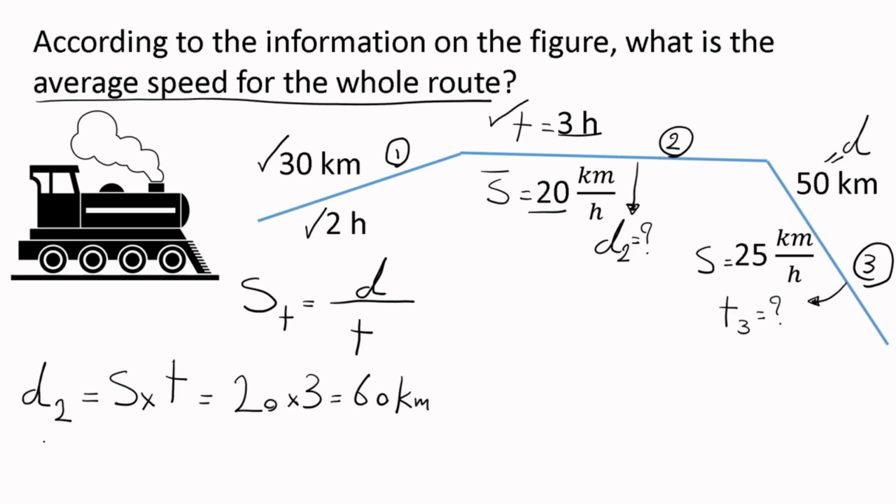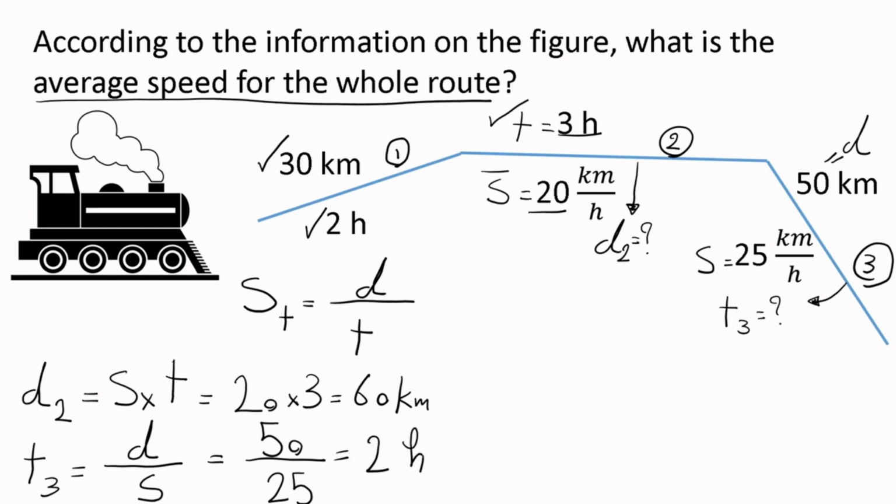And what about T of the last part? I told you for calculating T, you can use this formula D over S. What is the D here? D here is 50 and S here is 25. So it's going to be 2 because we have this one based on kilometer per hour and this one based on kilometer. This one will be hour.